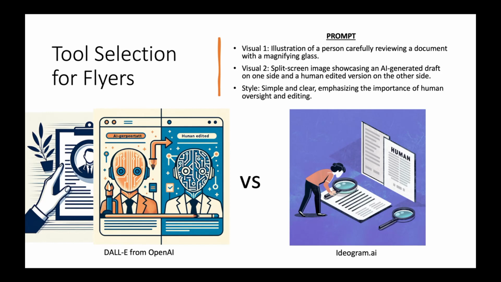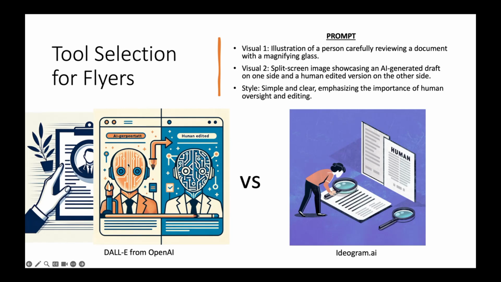So this was my prompt, which I pasted into DALL-E. DALL-E gave me 2 images, which was what I wanted, 2 separate images. The one behind is the illustration of a person carefully reviewing a document with a magnifying glass, right? It's not photorealistic at all, but it's good enough.